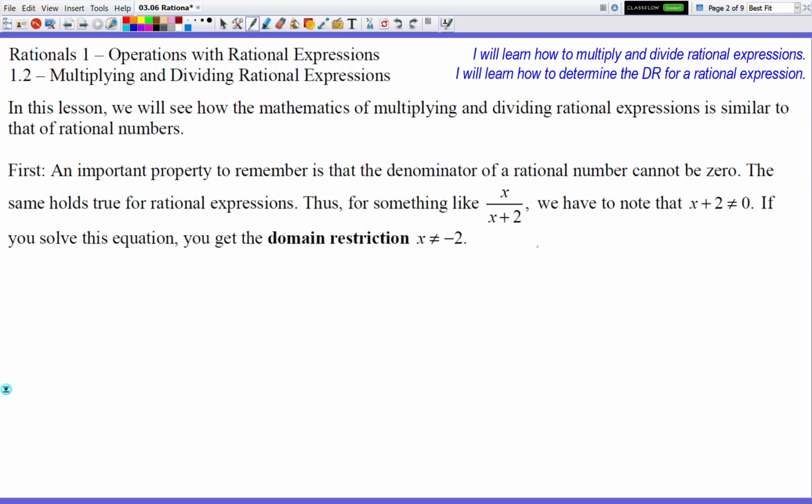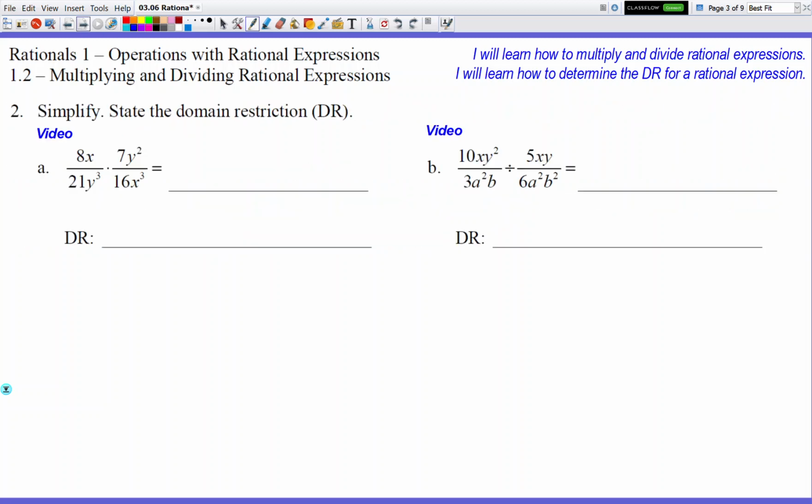All right? So that's why I put that slide there, because we're going to start having x's and letters like a's and b's on the bottom, which means we're going to have to deal with restrictions.